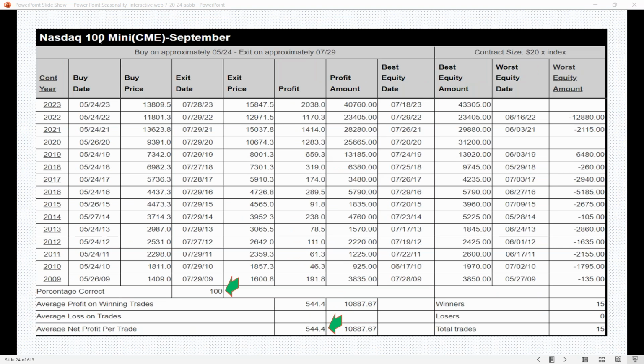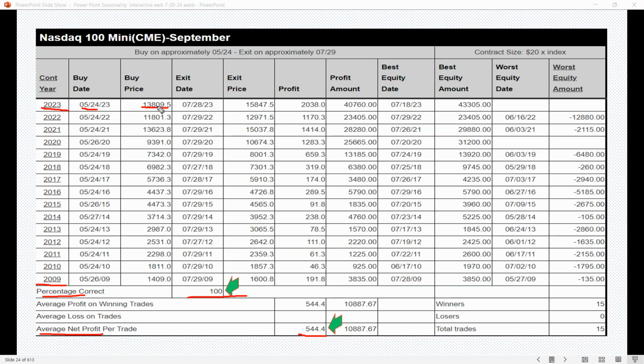So here's this NASDAQ 100 September trade. And you can see here, diving down into it, here's your percentage of correct winners. And then you can see here, average net profit per trade was $544. So then you can see the years going back. So here's 2023 all the way back to 2009. So here's the entry buy date that they marked as the seasonal entry. And then you can see where the price was.